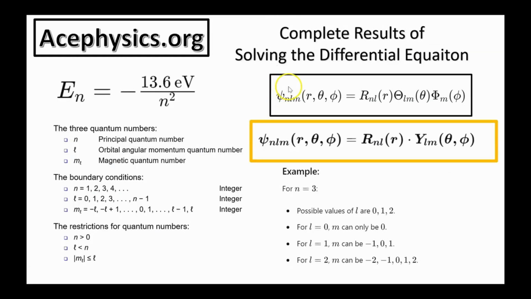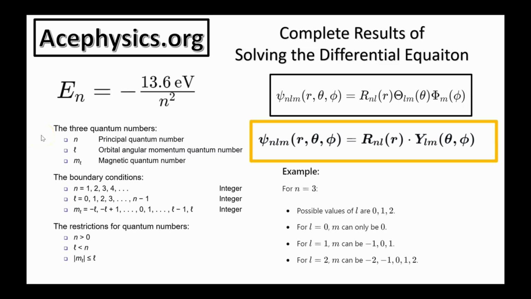The solution depends on three quantum numbers, n, L, and ML. Like any quantum mechanics problem, psi is going to be a function of locations in space, so it can be x, y, and z, or r, theta, and phi if we're using spherical coordinates. The energy solution is negative 13.6 over n squared. There are three quantum numbers. n is called the principal quantum number, L is called the orbital angular momentum quantum number, and ML is the magnetic quantum number, or the z component of the orbital angular momentum.